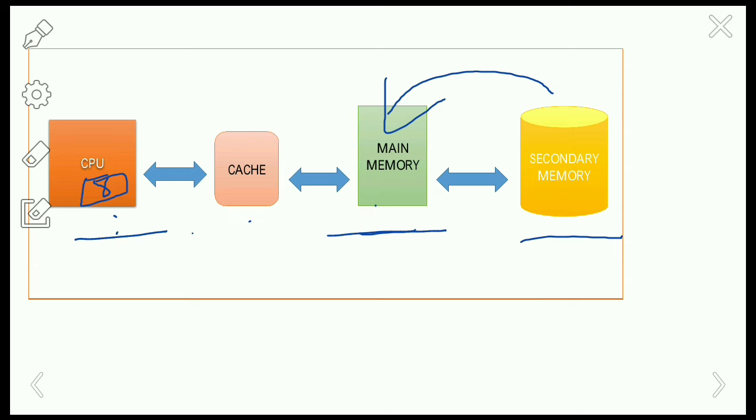Registers are very costly compared to cache memory, cache memory is costly compared to main memory, and main memory is costly compared to secondary memory. Storage capacity wise, secondary memory has the larger capacity. Cost wise, registers are very costly and store less amount of information.